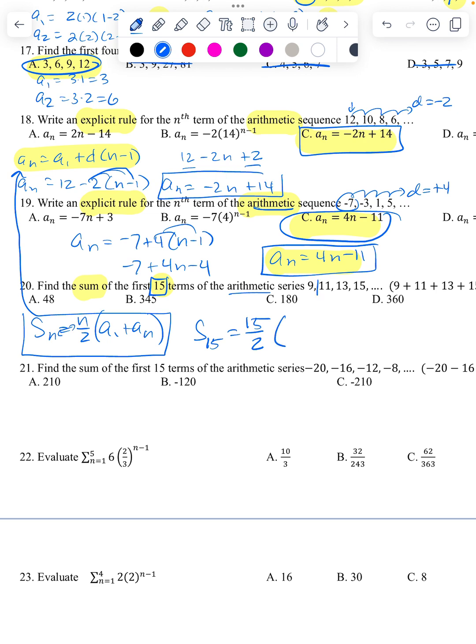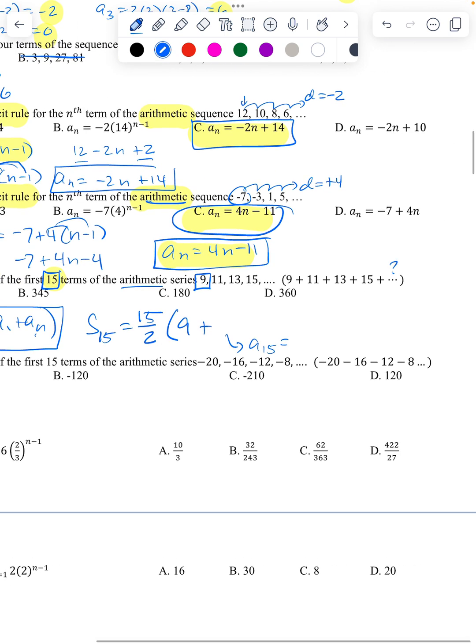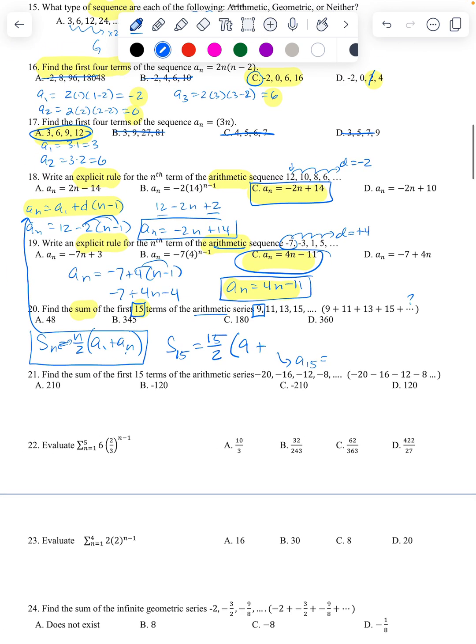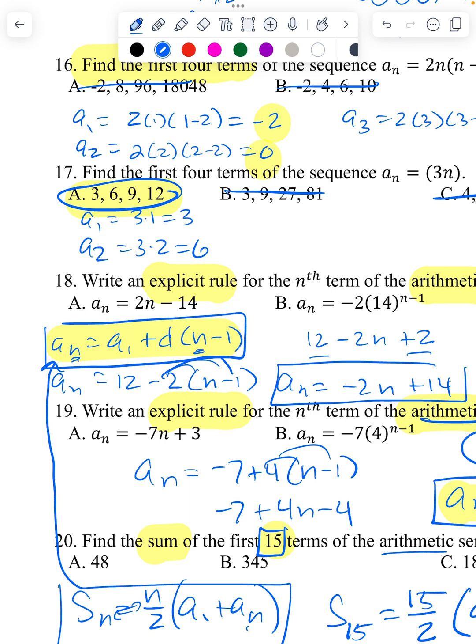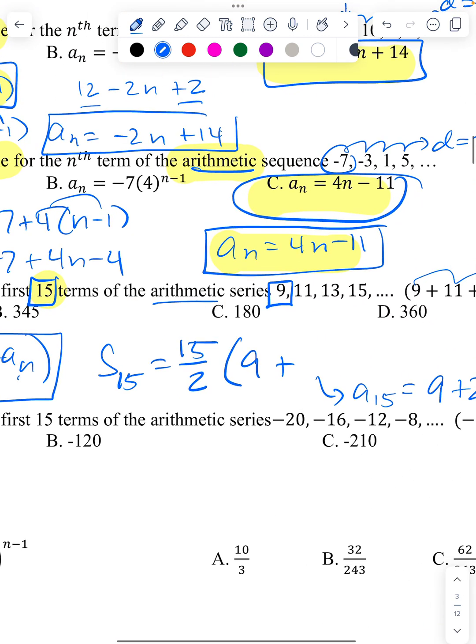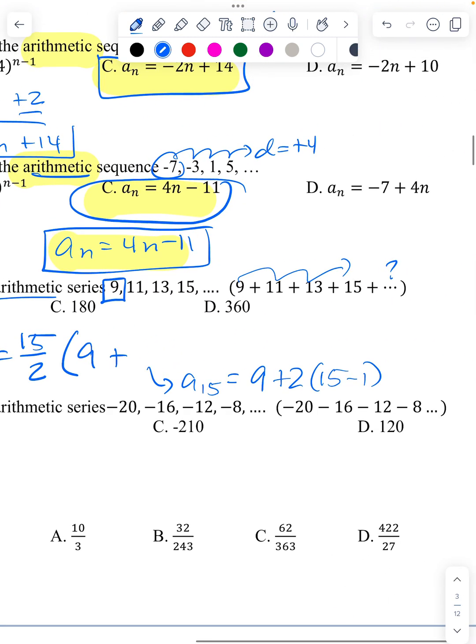I need the first number in the list, which is 9. And then I need the 15th number. So I need A sub 15, but I don't know it because it just goes on. So to find out the 15th number, I'm going to use this other formula and say, I know the first number, I know the common difference is 2, and I'm going to go 15 minus 1, because if you look up here in the formula, this is an n, and this is n minus 1. So since I have A sub 15, I'm going to have 15 minus 1 in there.